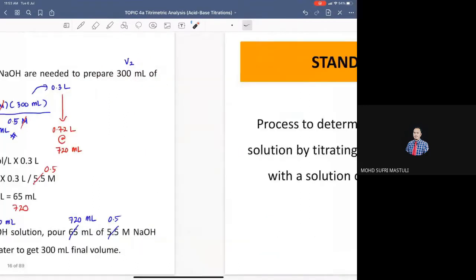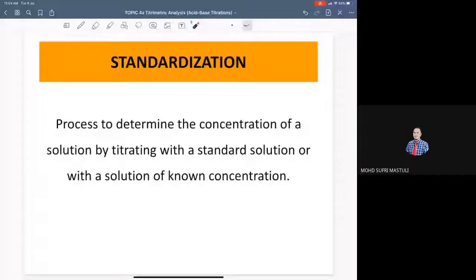Moving to standardization. So you have to focus a bit. What is the purpose of standardization?